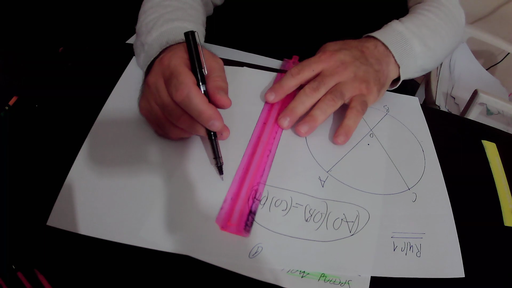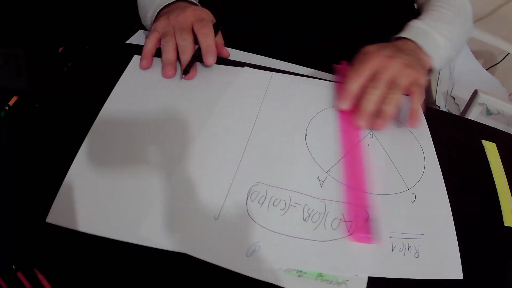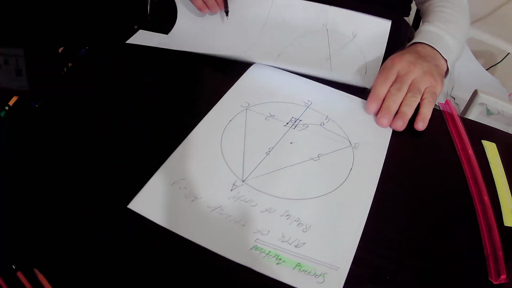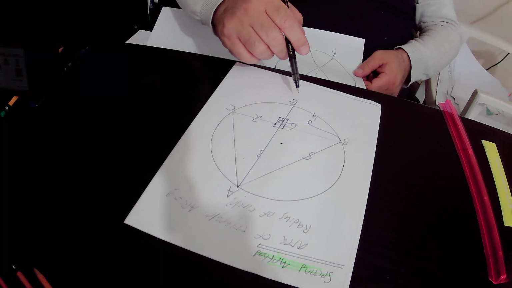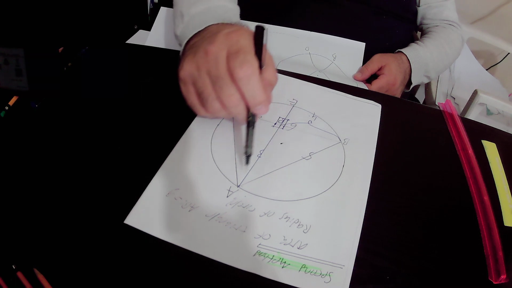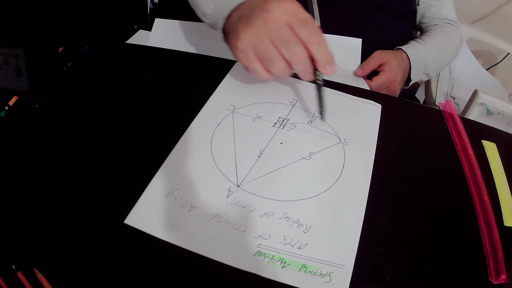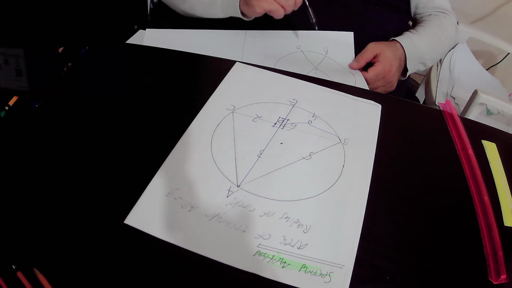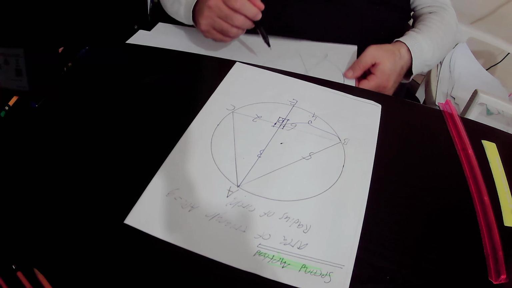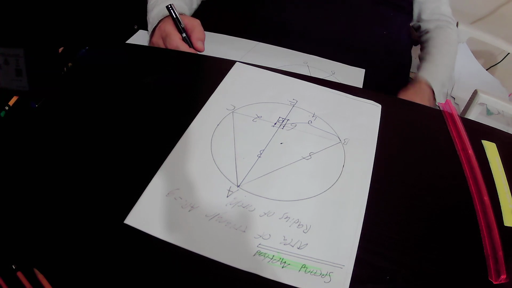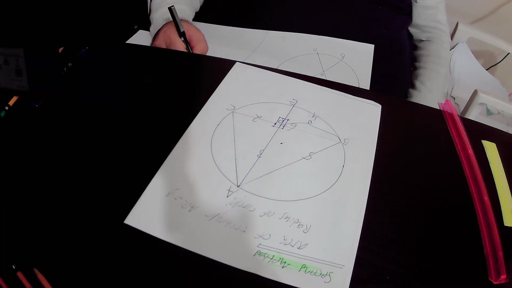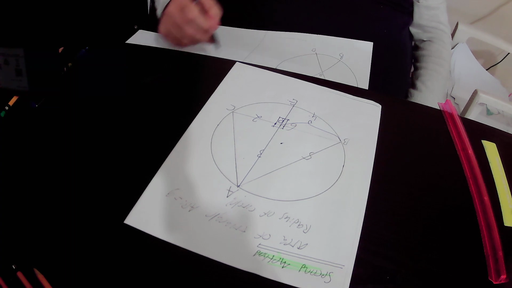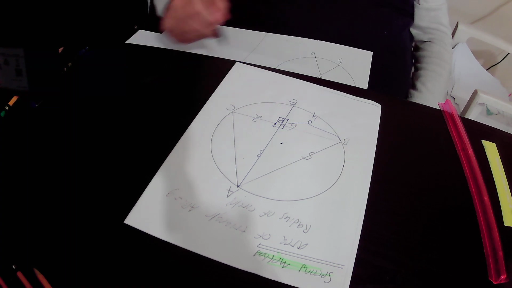We actually can implement rule number one in our drawing. Why? Because in our drawing, we have the circle, and inside the circle we have chord AE that intersects with chord BC at point D. Therefore, according to rule number one, we will get that BD times DC equals AD times DE.